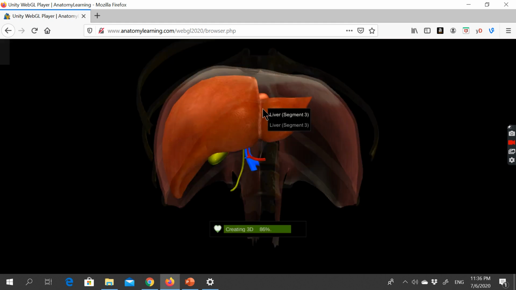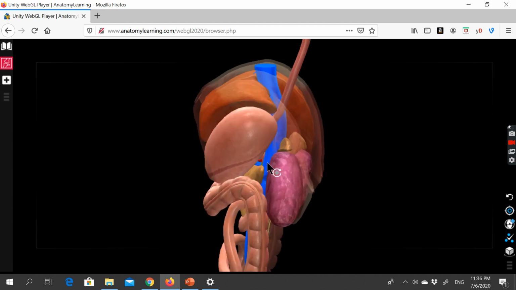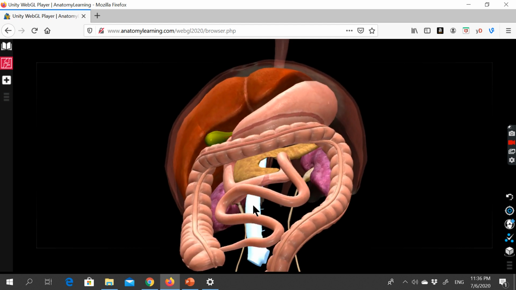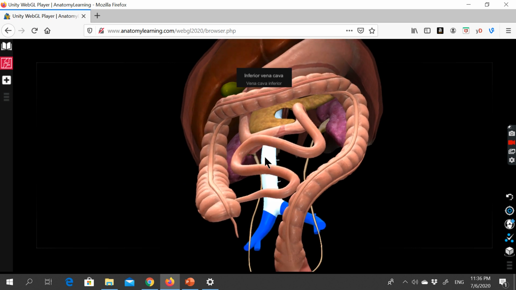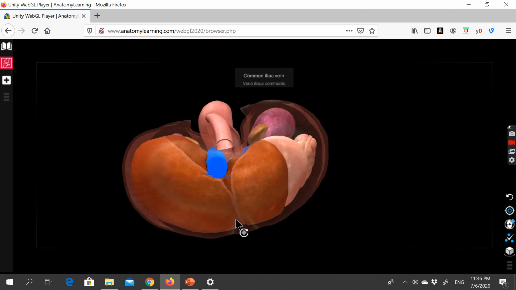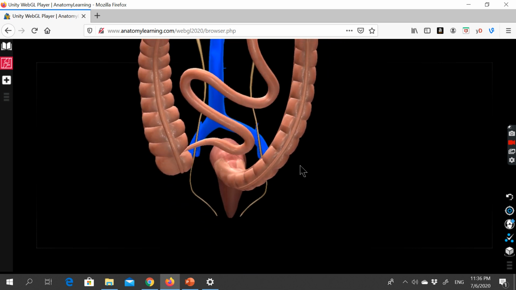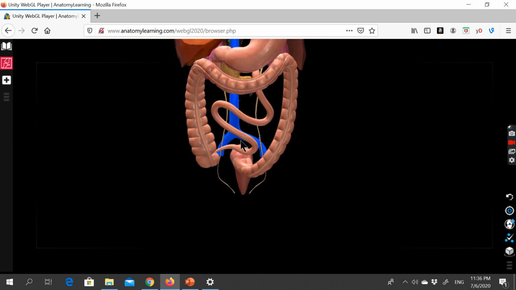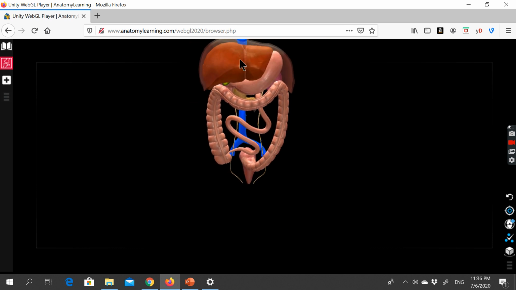Let's have a look at another 3D diagram of the liver. You can see here, right there, that is called the inferior vena cava. And you can see that it's really big. Inferior vena cava, so vena cava actually returns deoxygenated blood back to the heart.